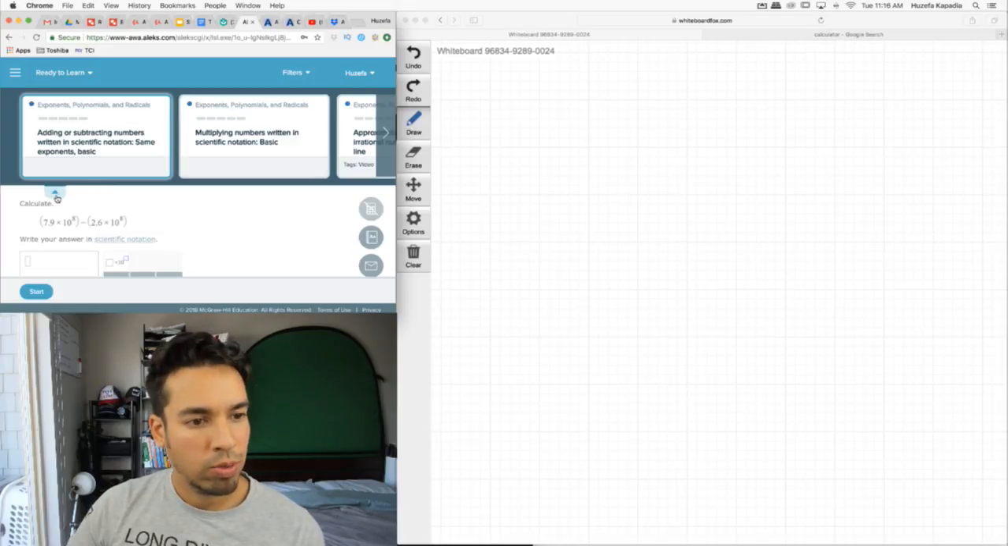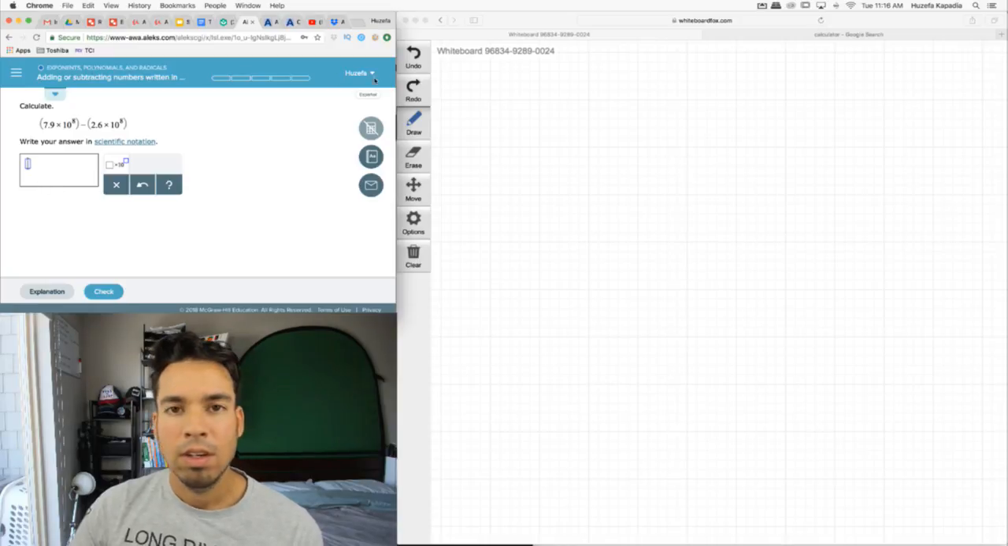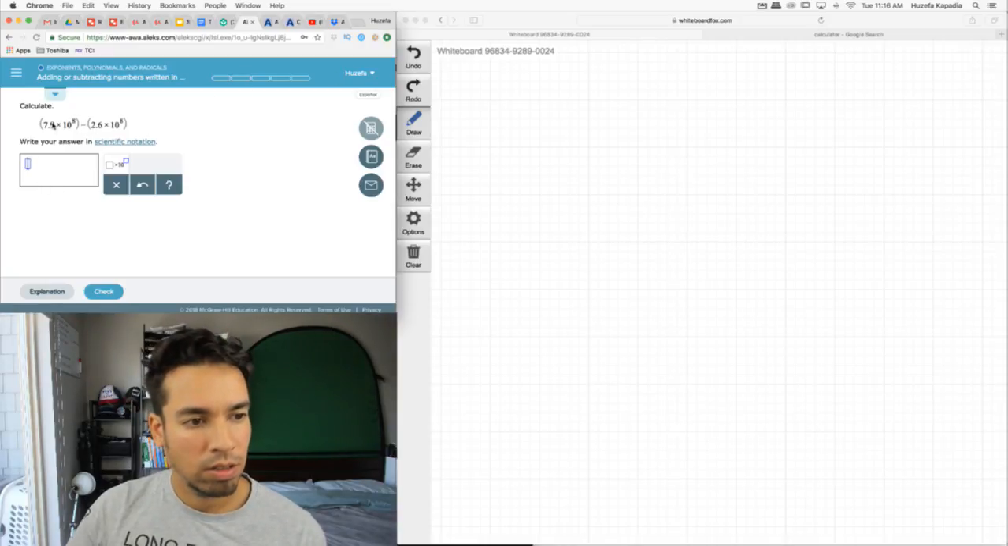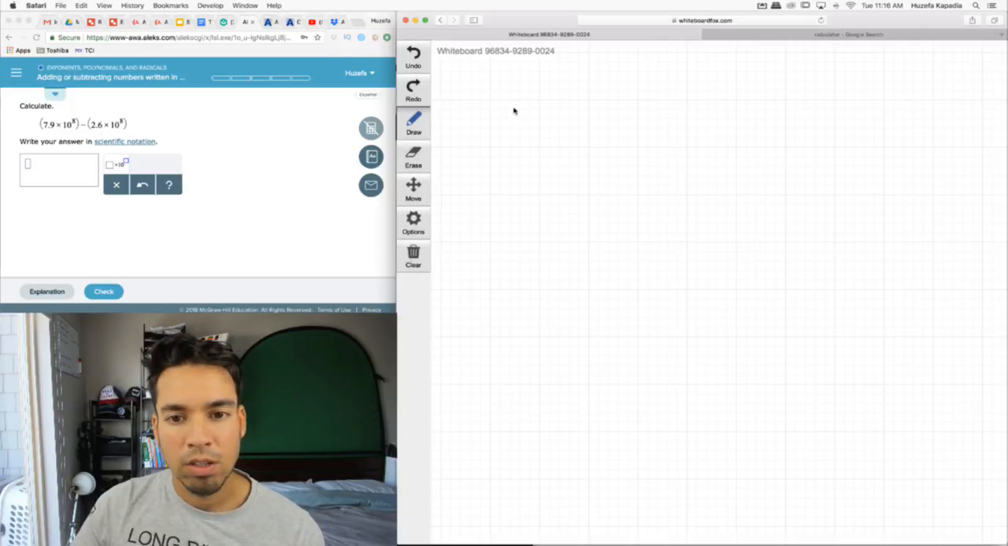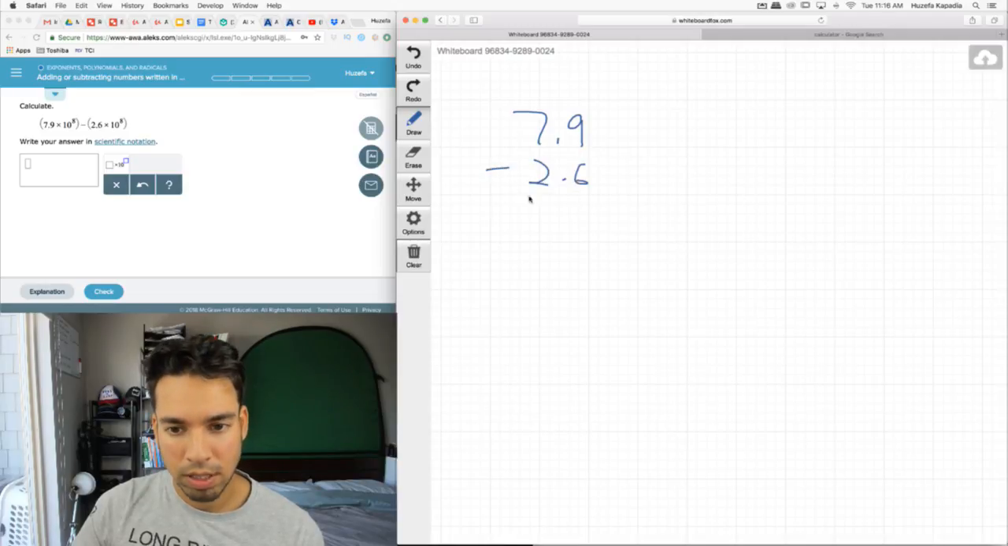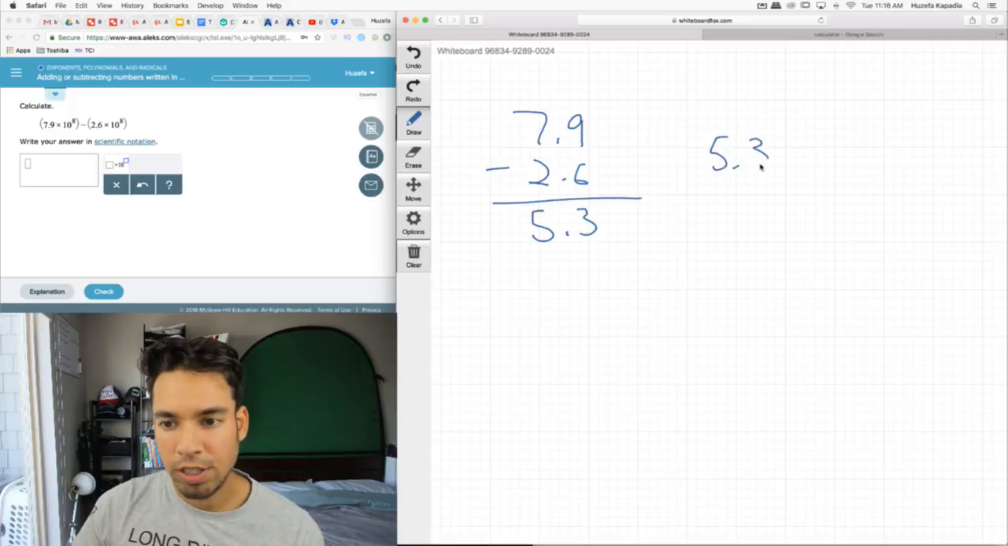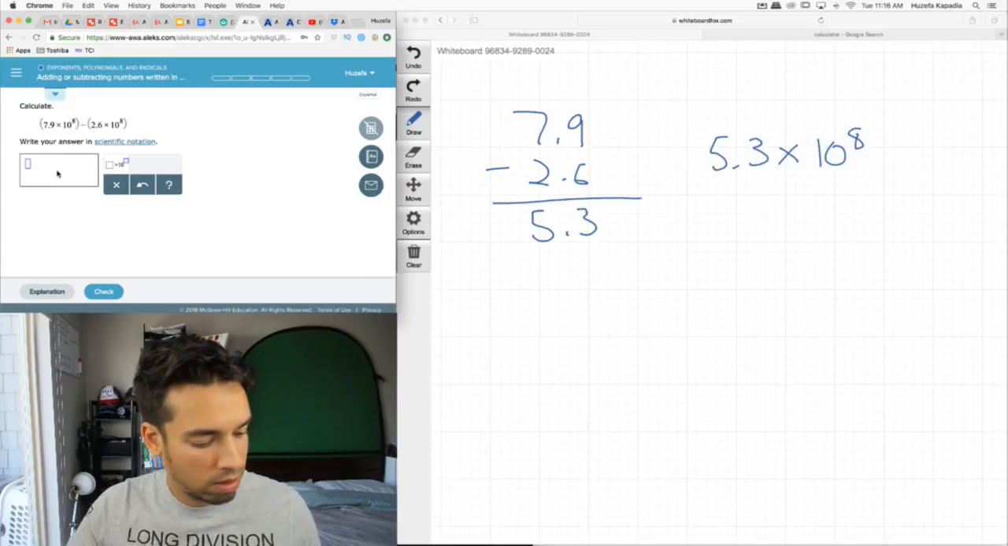Adding or subtracting numbers written in scientific notation, same exponents, basic. When we are doing this with scientific notation and we have the same exponents, it's pretty easy, because all we're doing is subtracting 2.6 from 7.9. So it's 7.9 minus 2.6, which is 5.3, and our final answer is still 5.3 times 10 to the 8th.